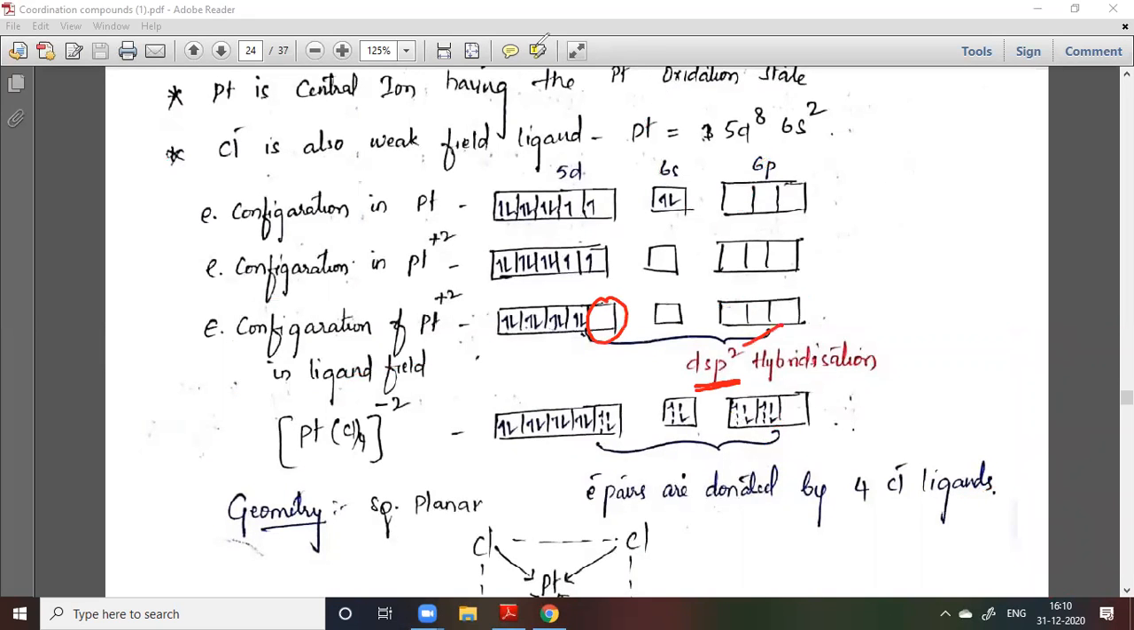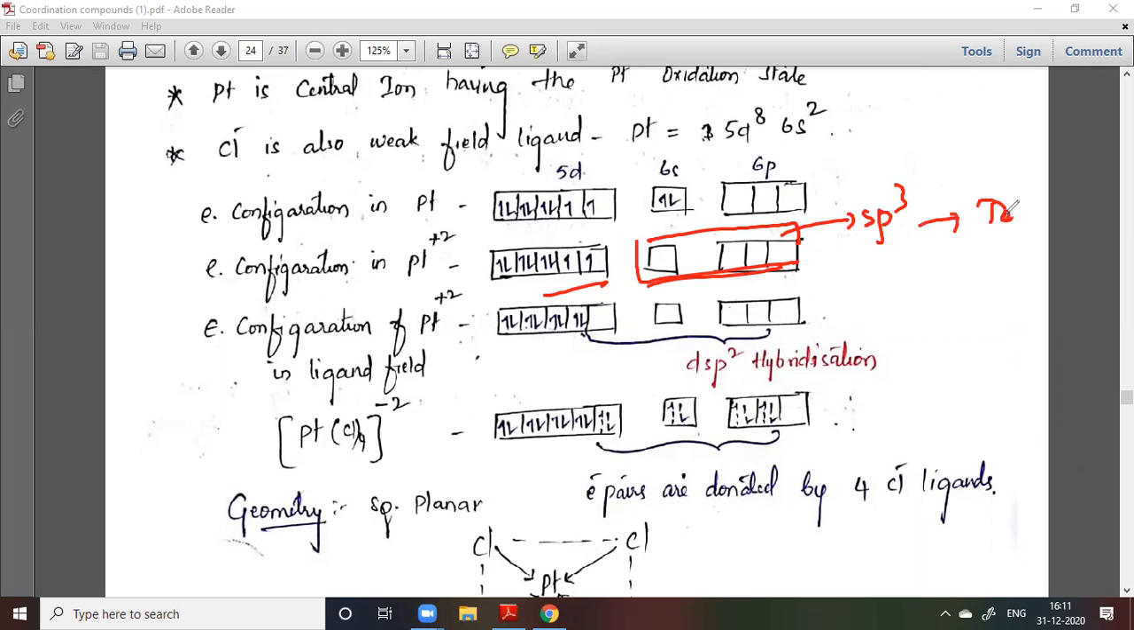Again the geometry will be square planar geometry. You must understand here. If this is a weak field, it would stay like this and the electrons would be empty here. So those 4 ligands can coordinate with these 4 orbitals.